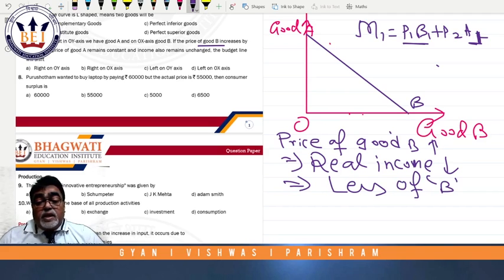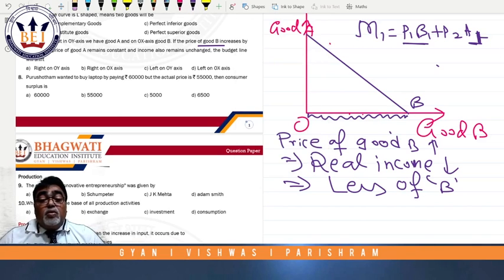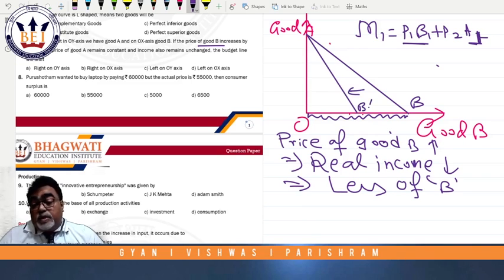At the initial stage, the consumer is able to consume this amount of B. But now he'll be forced to consume a lesser amount of B. So less amount of B means keeping A unchanged. Sir, keeping A unchanged means what does it mean? That it becomes steeper. It becomes steeper means the slope is increasing. That is for your knowledge.